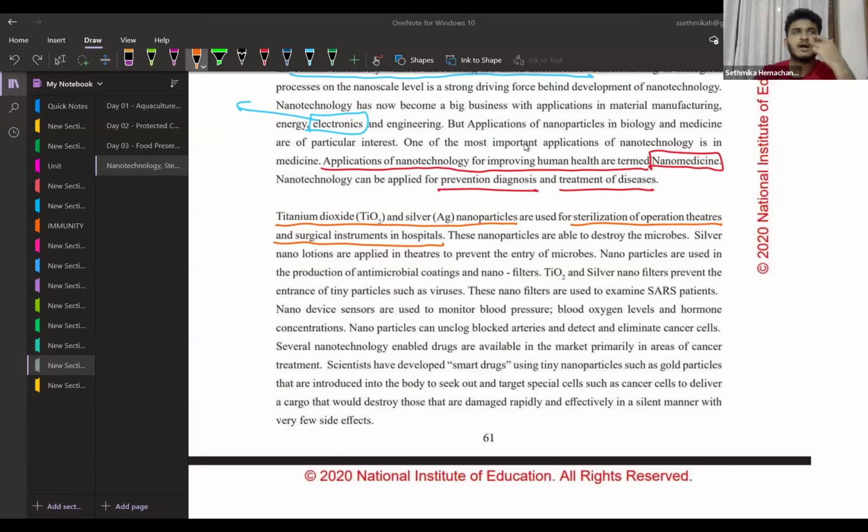So basically, you can either spray them on the surgical instruments or these titanium dioxide and silver nanoparticles are just available in the air in these operation theaters, where you can sterilize these operation theaters from microbes and all that, right? With sterilization you can basically kill microorganisms which cause diseases. Okay, so these two types are important: titanium dioxide and silver. These nanoparticles are able to destroy microbes, right? That's what you call sterilization.